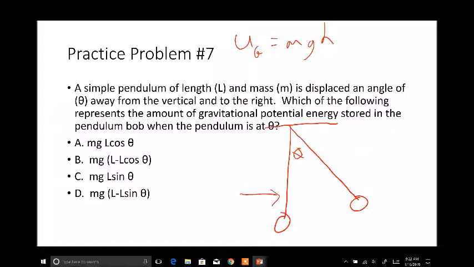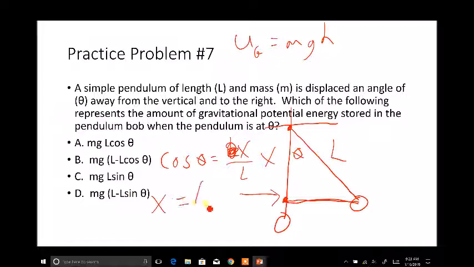So we need to know how high we lifted it. To do that, we're going to come to our pendulum bob here, and we're going to draw over a horizontal, like so. We know that this length is the length of the string. We can calculate the length between here and here, and we can do that using cosine. So we're going to say the cosine of our angle theta is equal to the adjacent side, which we're looking for, let's just call that X for right now, over the hypotenuse, L. So X is going to be equal to L cosine theta.